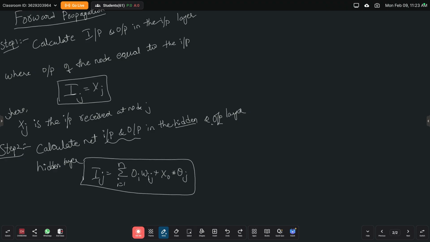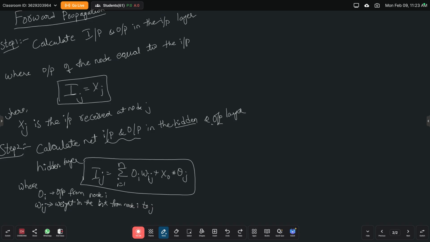In this, Oi is the output from node i, and Wij is the weight in the link from node i to node j. Wij is nothing but weights.